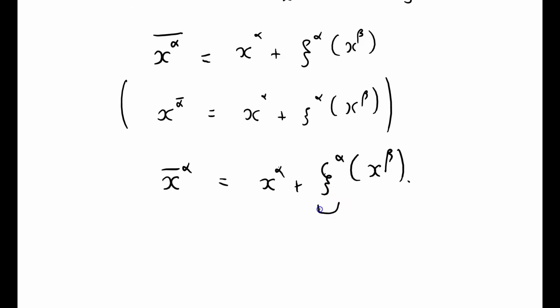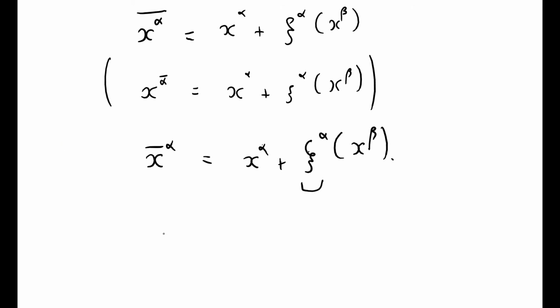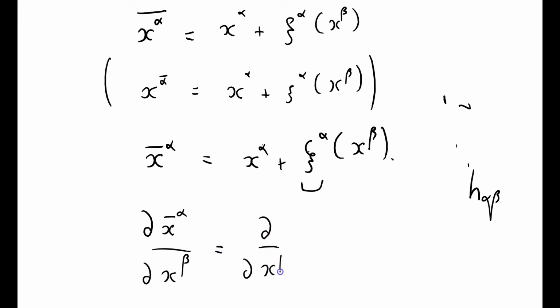Right. This is small, and also its gradients are small as well. So if we want to use this transformation law here to transform our tensor H, our supposed tensor, H alpha beta, we need to work out what di x bar alpha by di x beta is. Well, that's di by di x beta of x alpha plus psi alpha of x.